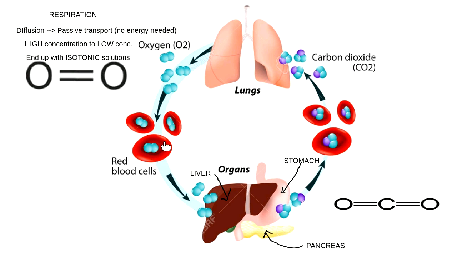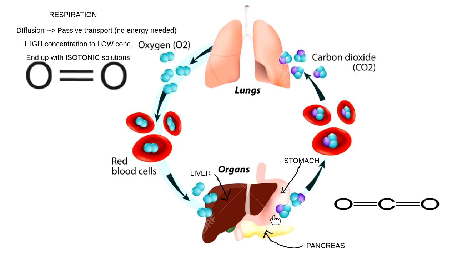Then the red blood cells go out to the body, and the body is using their oxygen like crazy. There's more oxygen in the red blood cells than there are in the organs. So highest concentration of oxygen in the lungs, then the red blood cells, then the organs. When the organs are done using this oxygen that they got from the red blood cells, they use that oxygen to build ATP, to build their energy.